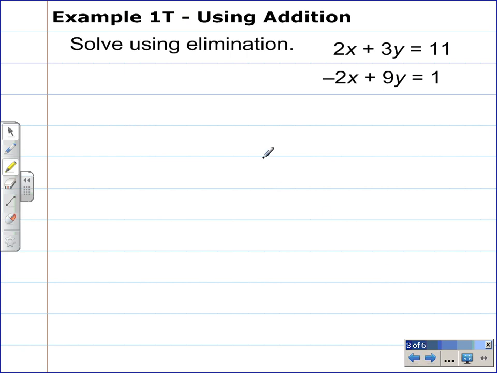Example 1t, we're going to look at another example here where we're going to use addition to solve using elimination. One thing I stress to my students is to copy down the original equations, even if it's on a worksheet, rewrite them so you can have the original equations and refer to them if you need to. So here I'll just copy down the two equations.